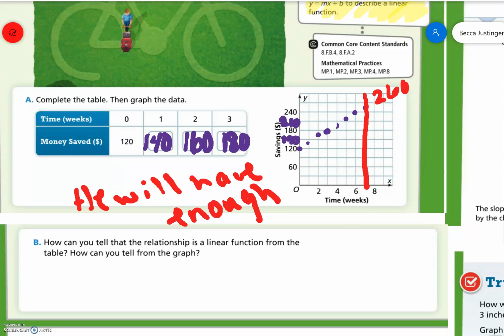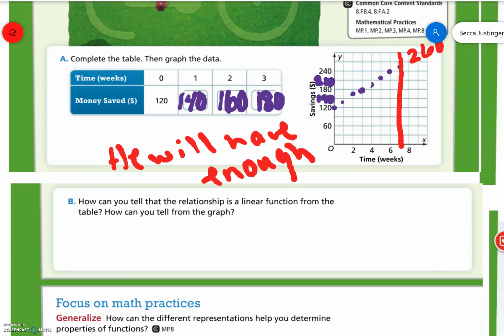So how can we tell it's linear from the table? Well, from the table we can tell because each time it increases by the same amount. So from 120 to 140, it's plus 20, plus 20, plus 20, and plus 1, plus 1, plus 1. So the y and x increase at the same amount.